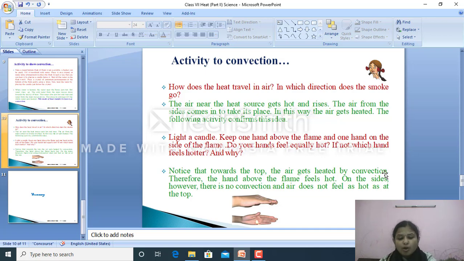Why? Because the air just above the candle flame gets heated and rises up. Then again from the side air comes and takes its position, again it gets heated up and rises up. So the hand kept above the candle flame feels very hot, but at the side, there is no effect.